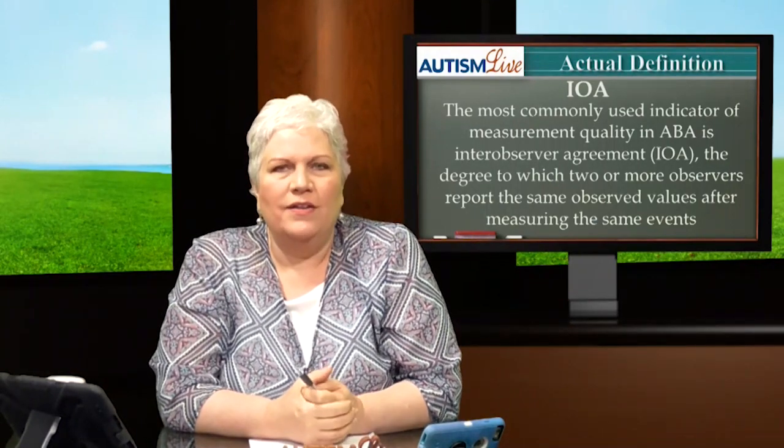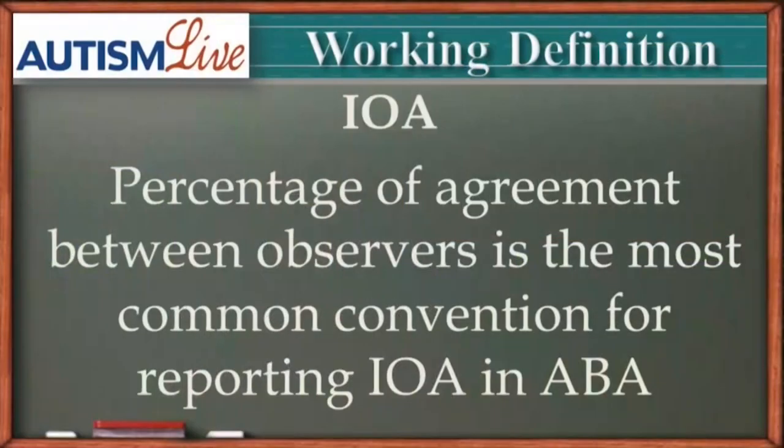So let's move on to our working definition and see if we can't get a beat on this. It's the percentage of agreement between observers, and it's the most common convention for reporting IOA in ABA. Did I give that to you, Traven, or did you? Because it just restates the other. Okay, but I apparently didn't send him the working definition. My bad.